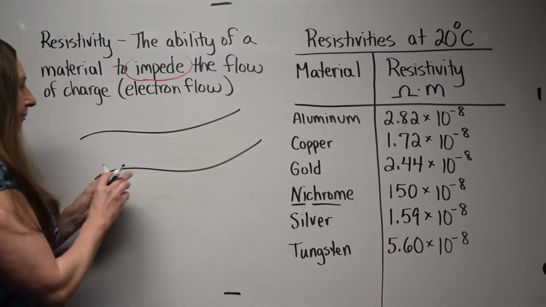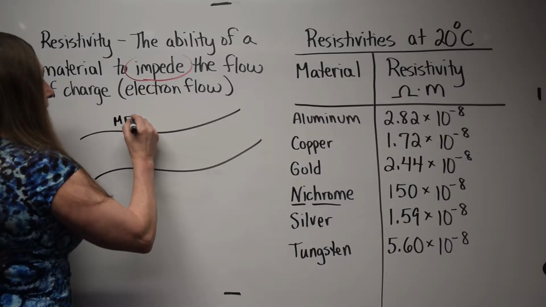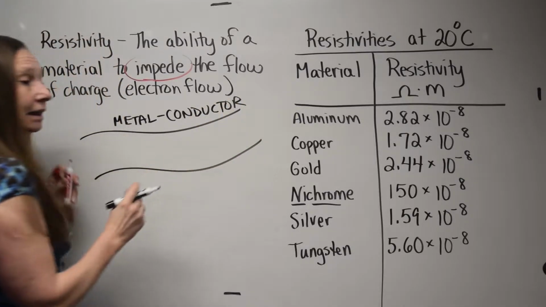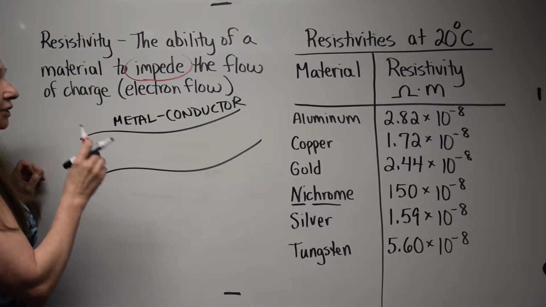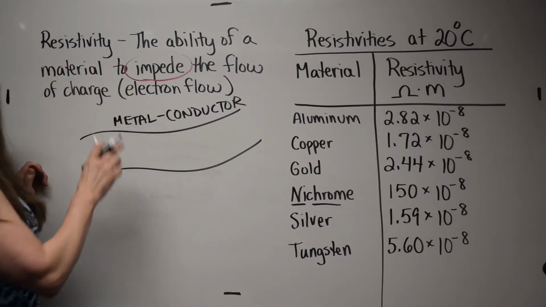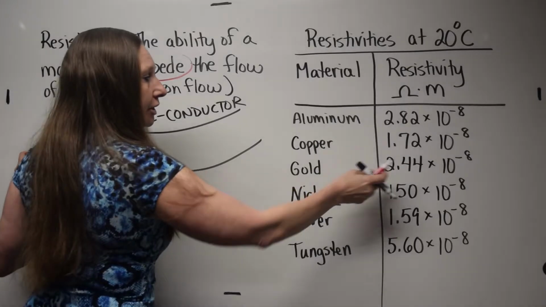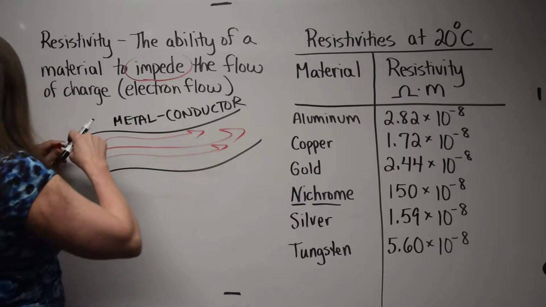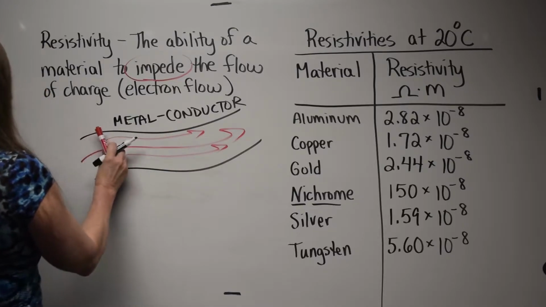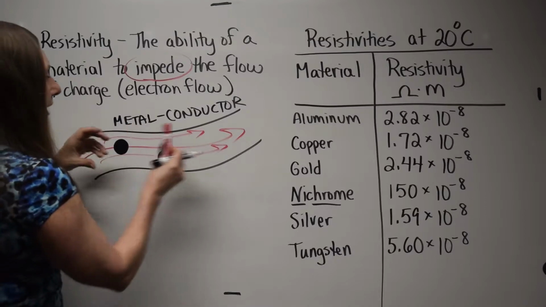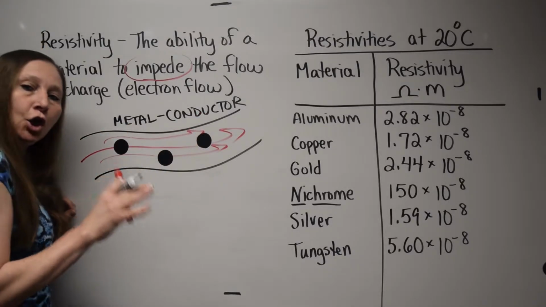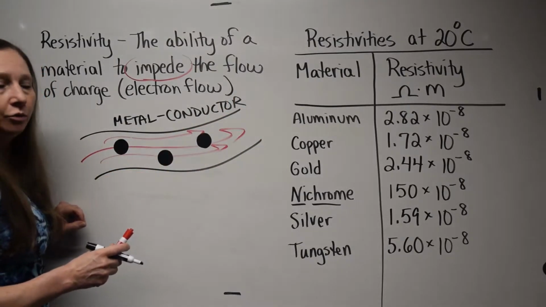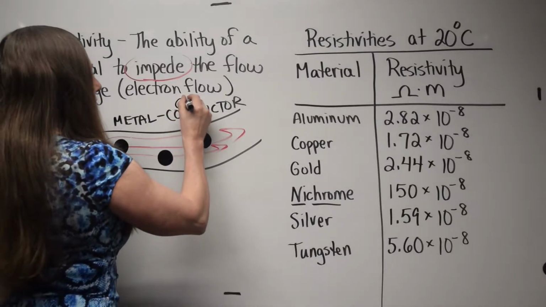So the metal is a good conductor because it does not resist or impede the flow of electrons. The resistivity is very low, so it allows the electrons to go through very easily. Here's my electrons. They're flying through the metal because the metal has a very low resistivity. It does not resist the flow of electrons. It allows them to flow through easily. So metals are going to be good conductors.